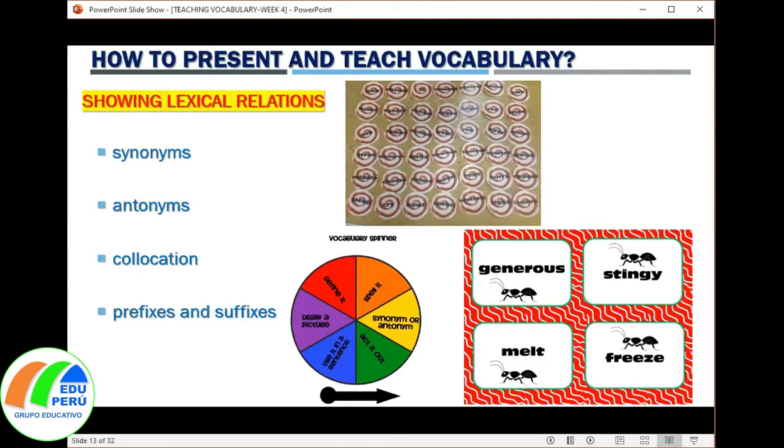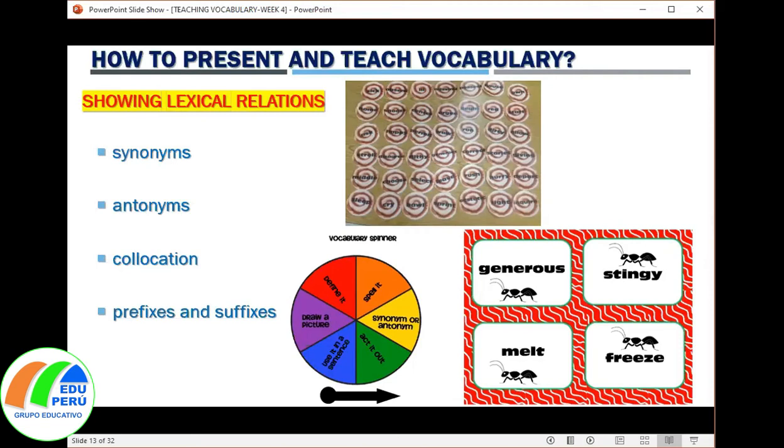Also, you could use this one. I don't know if you have used this before, a vocabulary spinner. If you can see here, you have some categories: spell it, synonym or antonym, act it out. So you could use the previous one using gestures or mimes. Act it out, use it in a sentence, draw a picture, or define it. With this spinner, you make your students do different things when they have a word.